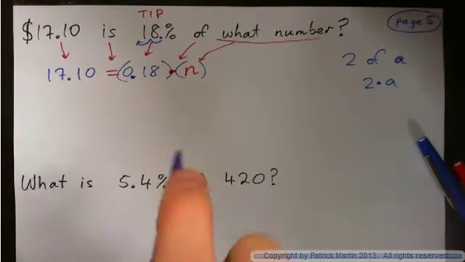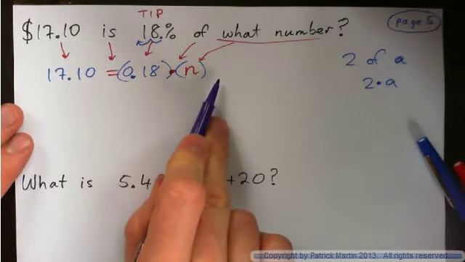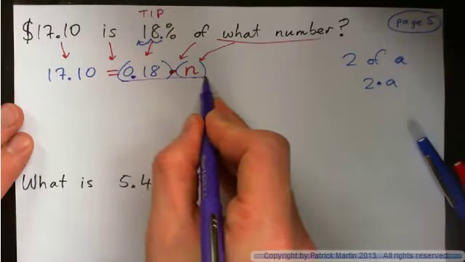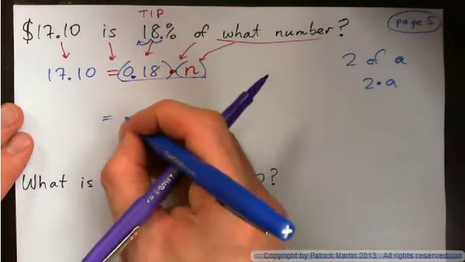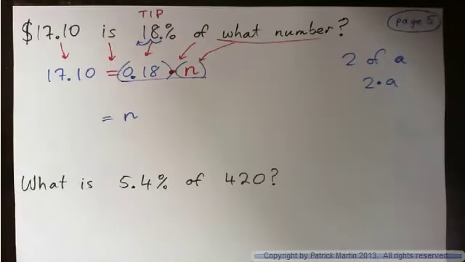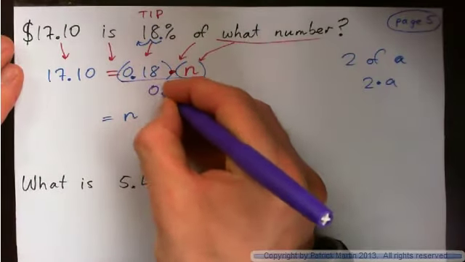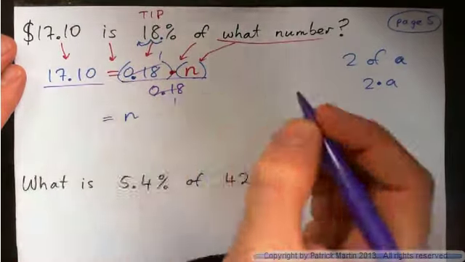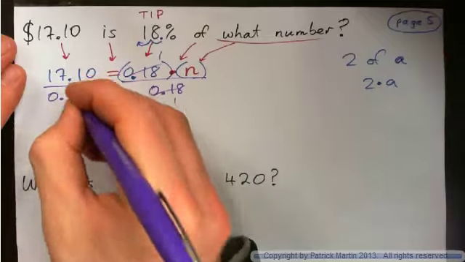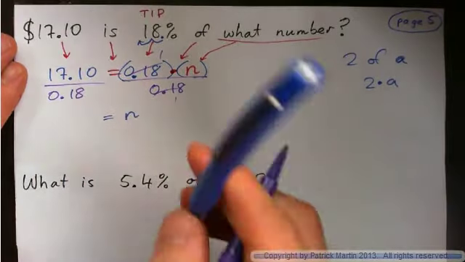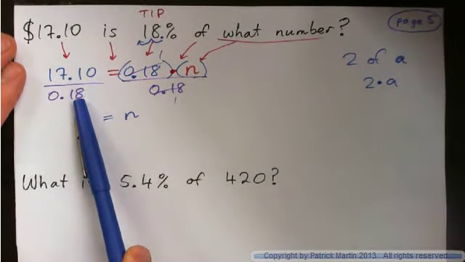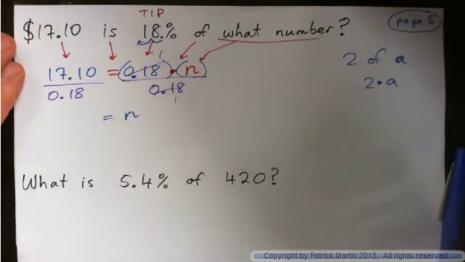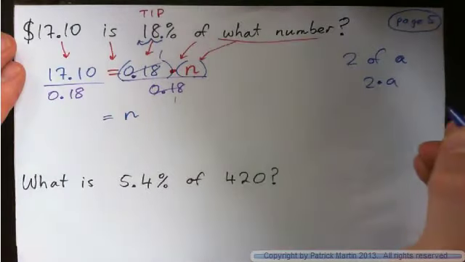If N is being multiplied by 0.18, how can I get N by itself? I need to divide by 0.18, right? And now these cross cancel, but I must divide this side by 0.18 also. So 17.10 divided by 0.18 is what I need to do. So let's do that.